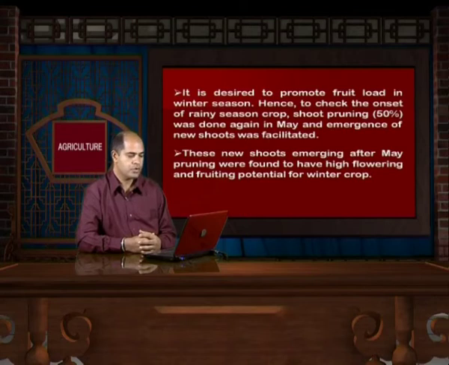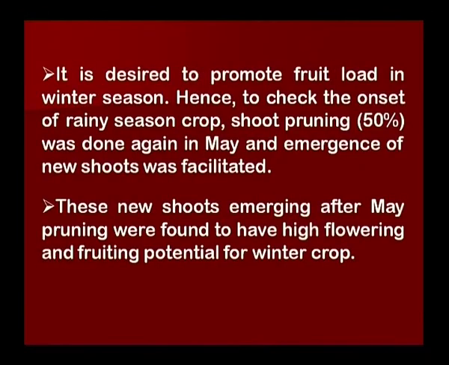Hence, to check the onset of the rainy season crop, shoot pruning of about 50% was done again in May and emergence of new shoots was facilitated. These new shoots emerging after May pruning were found to have high flowering and fruiting potential for the winter crop.